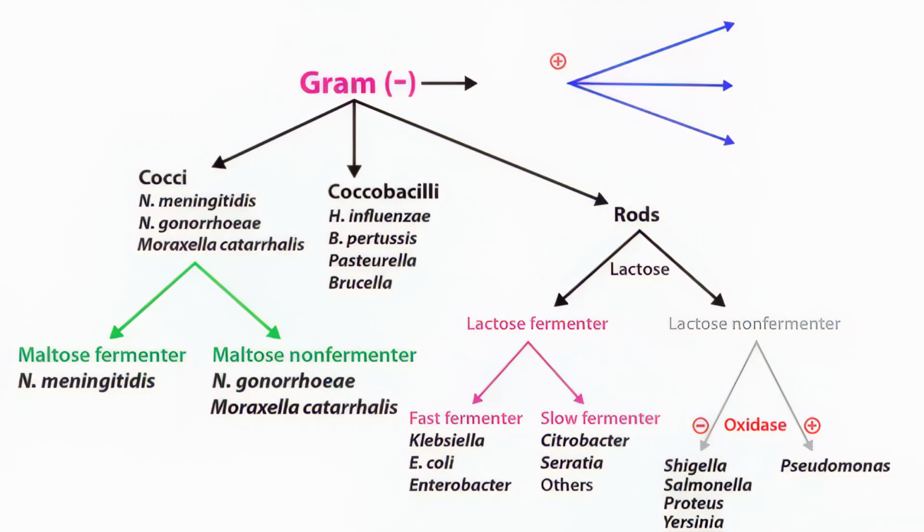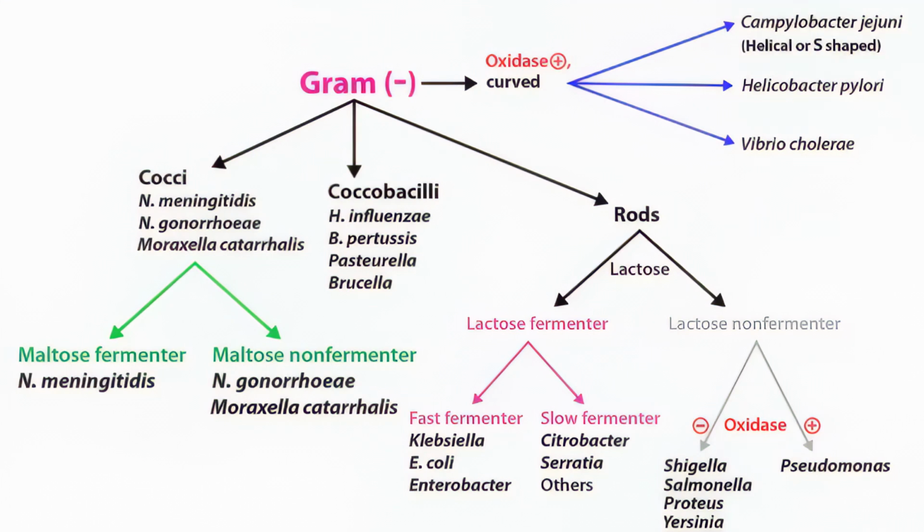We have another subcategory of gram-negative bacteria that have a curved shape. The 3 bacteria in this category are Campylobacter jejuni, Helicobacter pylori, and Vibrio cholerae. Campylobacter can have more of an S shape, and Vibrio is described as having a comma shape. They're oxidase positive. 3 other facts that might be useful to know: Campylobacter jejuni grows in a relatively warm environment at 42 degrees Celsius. H. pylori produces urease, and Vibrio cholerae grows in an alkaline media.